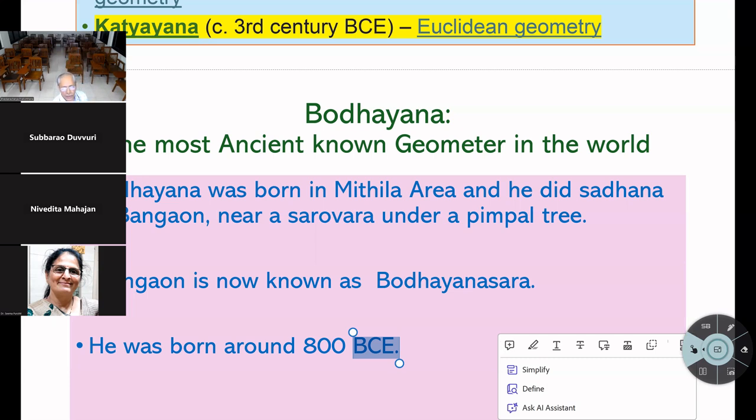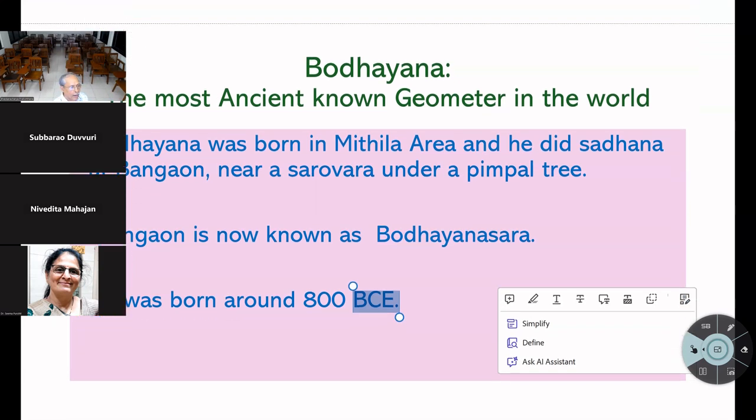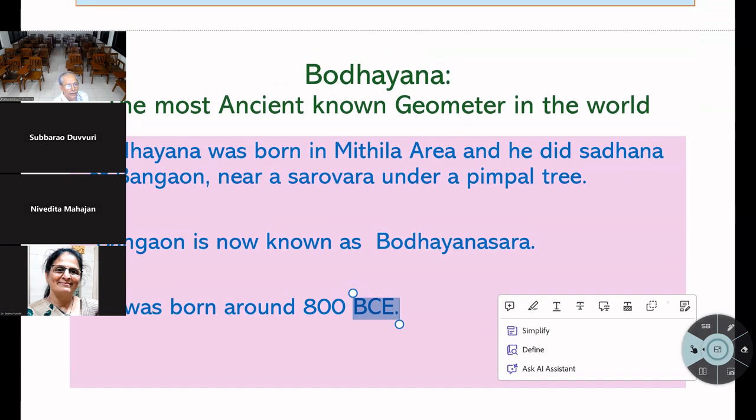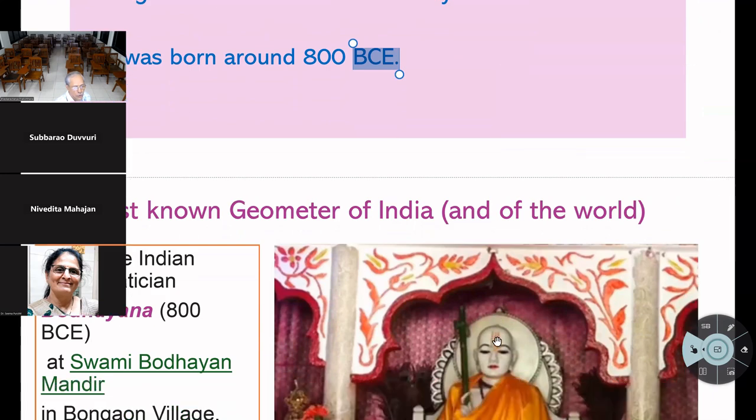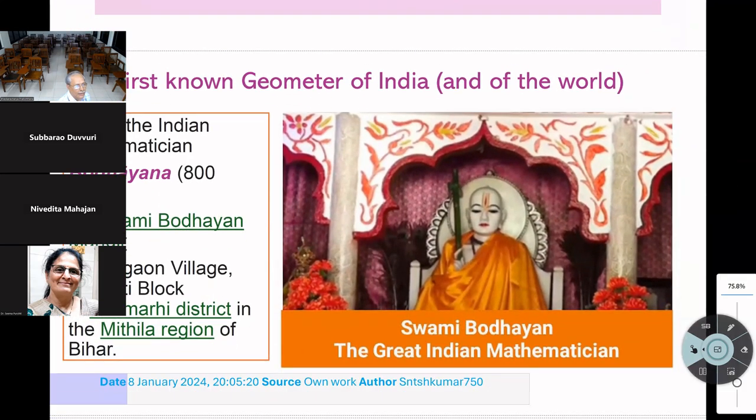So Bodhayana was born in the Mithila area, and he did sadhana at Bandgaon. Bandgaon is near a sarovar. There is a sarovar, and this is in the Mithila area. And it is said that there is a peepal tree, and he used to do sadhana there. Now this Bandgaon is now known as Bodhayana Sara. Sara is for sarovar. So there he used to stay in the Mithila area. So he was born around 800 BCE, and he is the most ancient geometer which is known. And now here you will see something interesting.